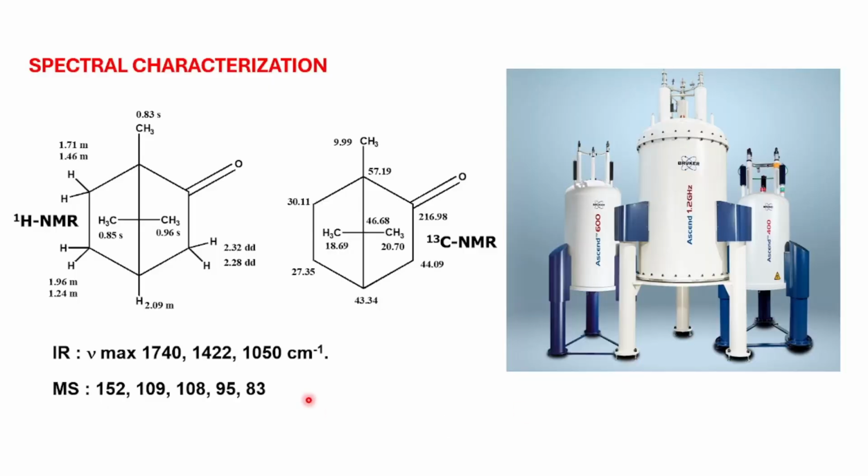If we talk about the spectral characterization, the main peaks of the alkyl methyl groups appear in the upfield region. Three methyl groups appear at 0.83, 0.85, and 0.96 as singlets. Also, in the C13 NMR, the prominent methyl group peaks and the carbonyl carbon peak appear downfield at 216.98, and the methyl groups appear at 9.99, 18.69, and 20.70. IR also showed a prominent carbonyl peak at 1740.